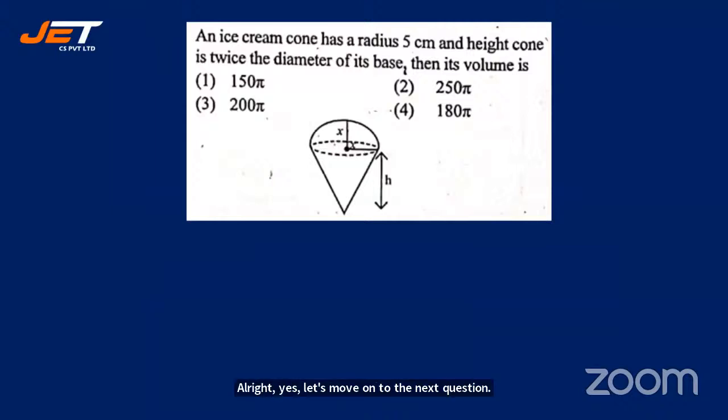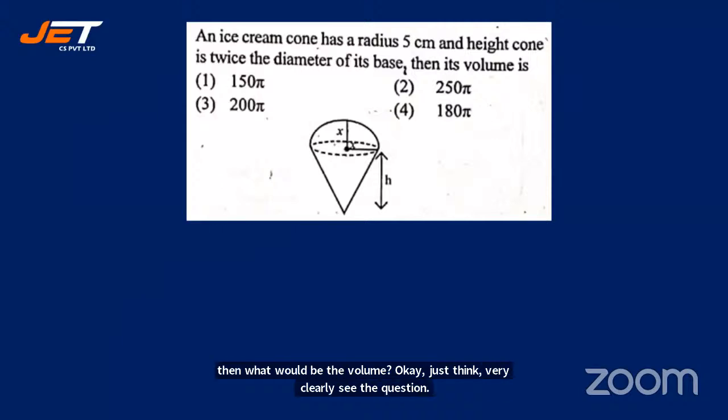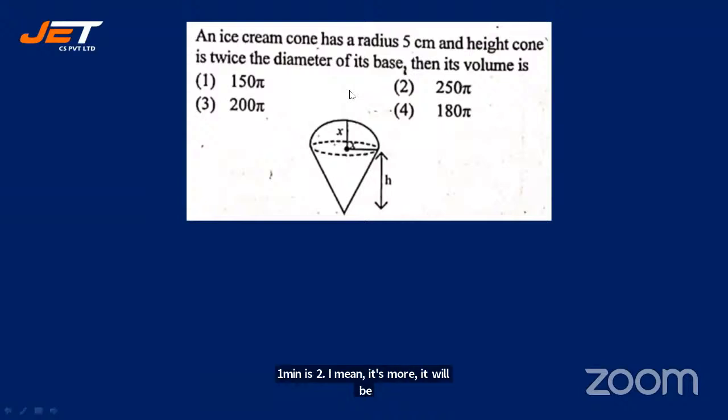An ice cream cone has a radius 5 centimeter and the height of the cone is twice the diameter of its base. Then what would be the volume? Just think very clearly. Find out the volume. Just make an attempt. One minute is too much, it cannot be given. Less than 30 seconds can be given. Please try to work it out and give me the answers. Send your answers in the chat box. I'm getting messages from Fatima, Sai Charan. Give me the options, whether it is 1, 2, 3, or 4.